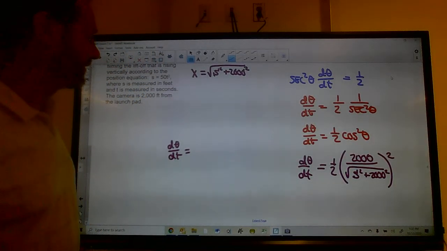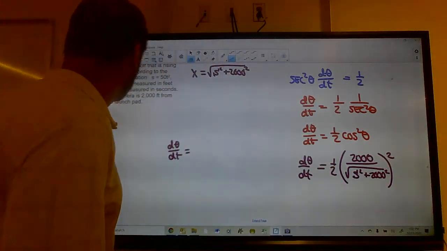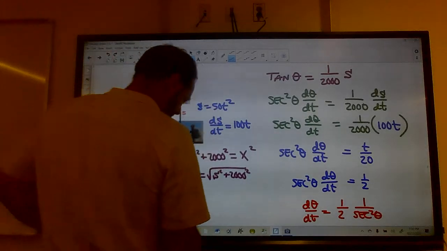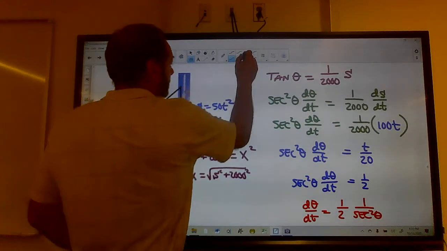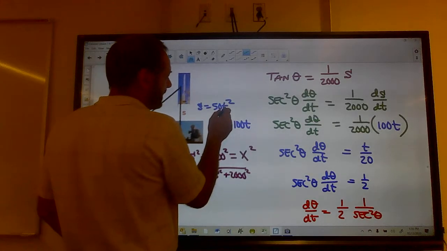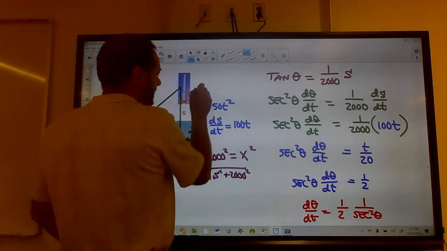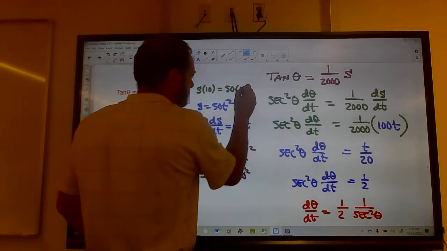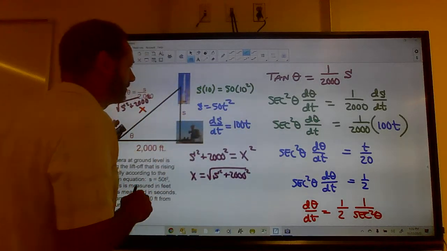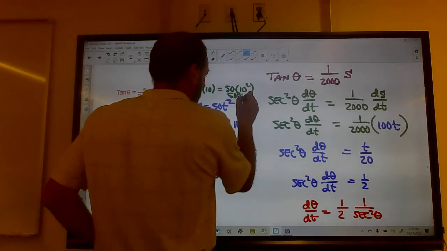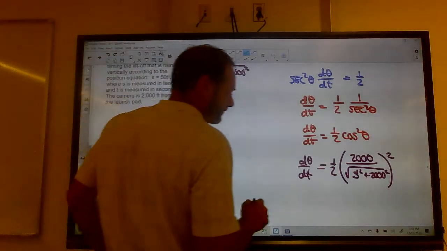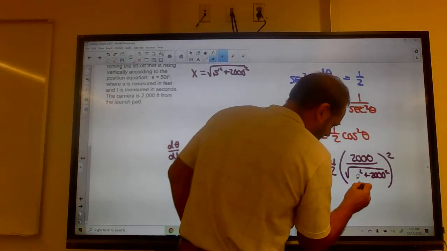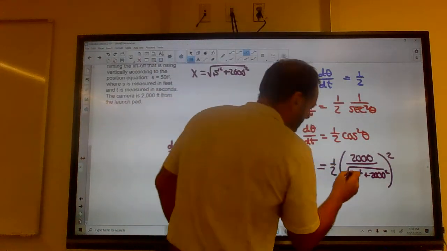Okay, we need one more number to figure this out, and we need to know what s is. Okay, so we can go up here to s. s is 50 times t squared, and we know that t is 10, so s of 10 would be 50 times 10 squared, which would be 50 times 100, which would be 5,000. So s is going to be 5,000. So we're going to go ahead and put in 5,000 squared here.